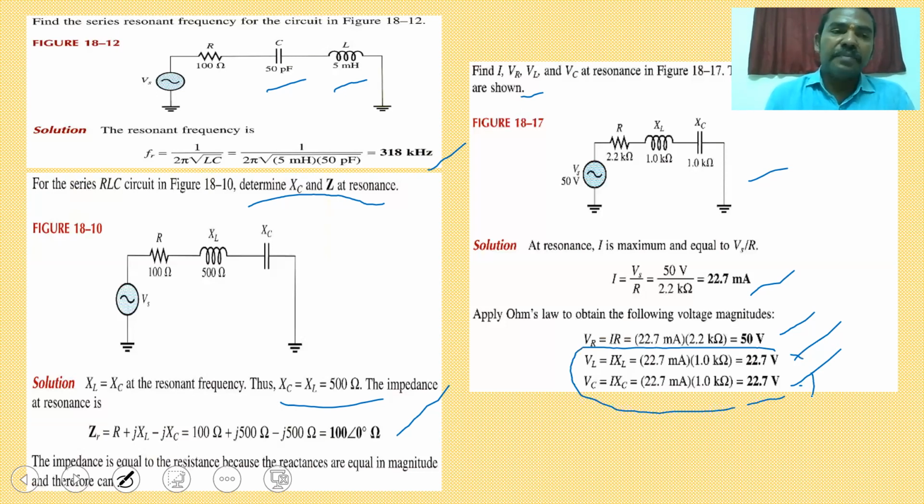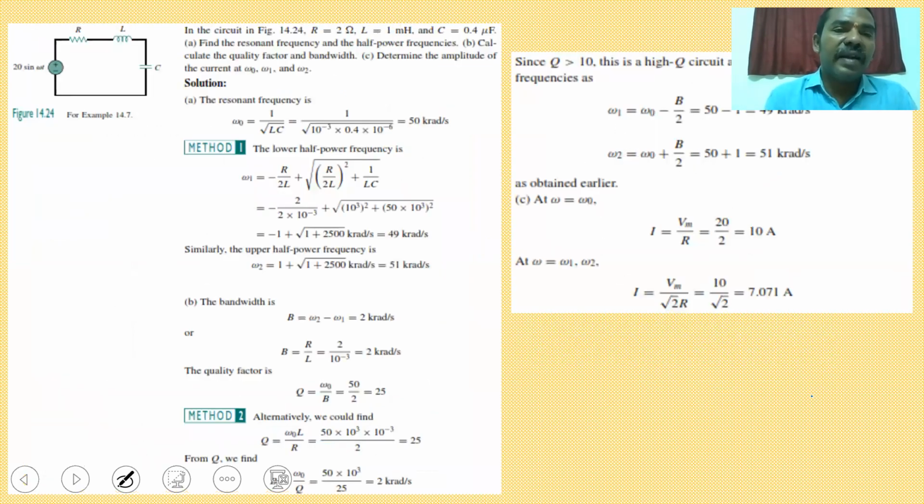Okay. Then coming to another example. Here they are given the resistance value is 2 ohms, the inductance value is 1 millihenry, the capacitance value is 0.4 microfarads. So you have to go for the calculation of resonating frequency, half power frequencies, quality factor, bandwidth, and also you have to go for the amplitude of current at omega naught, omega 1 and omega 2.